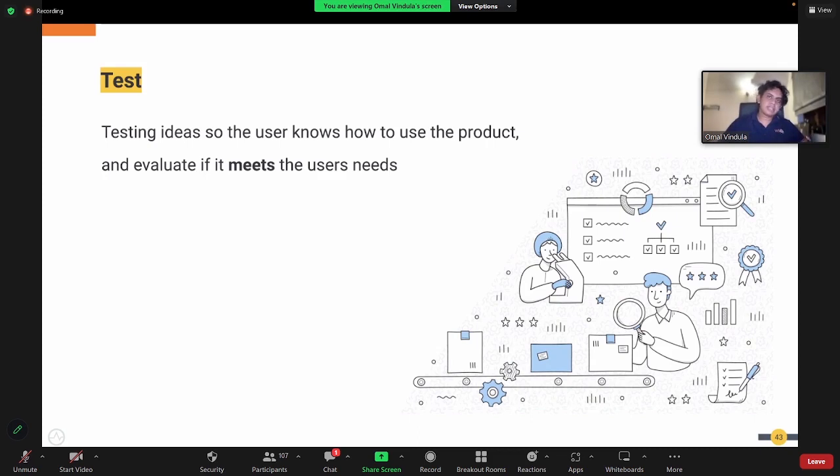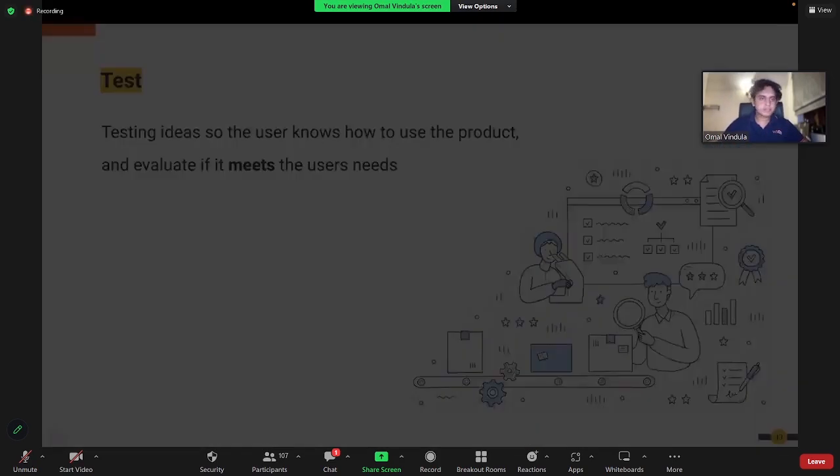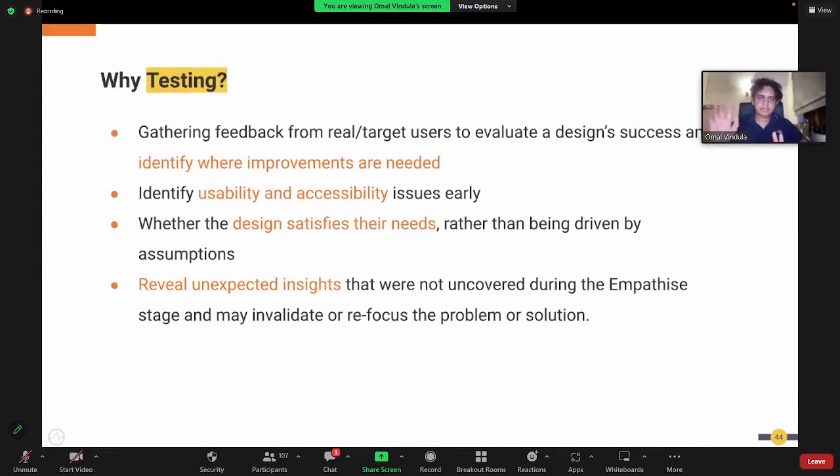So also we have to determine these improvements, right? Okay, sorry, I was in the previous slide. So why do we need to test, right? Because we have to identify the usability and the accessibility of these products as early as possible, right?